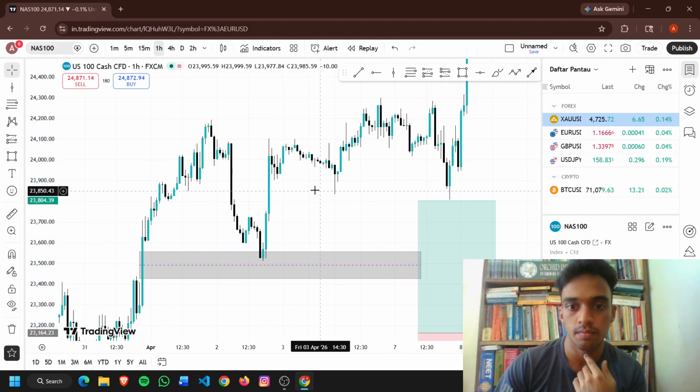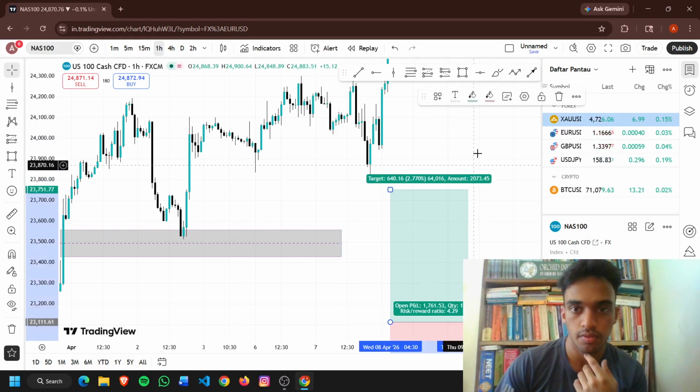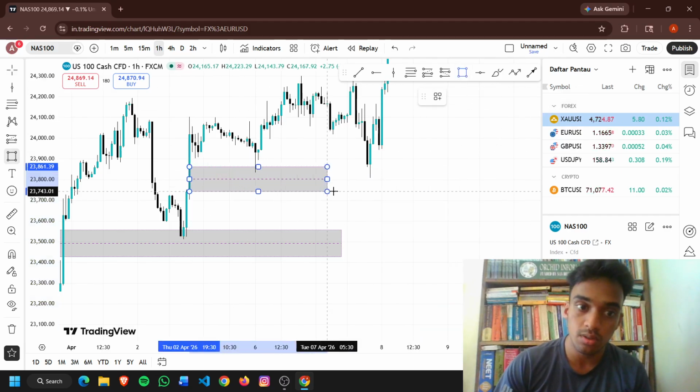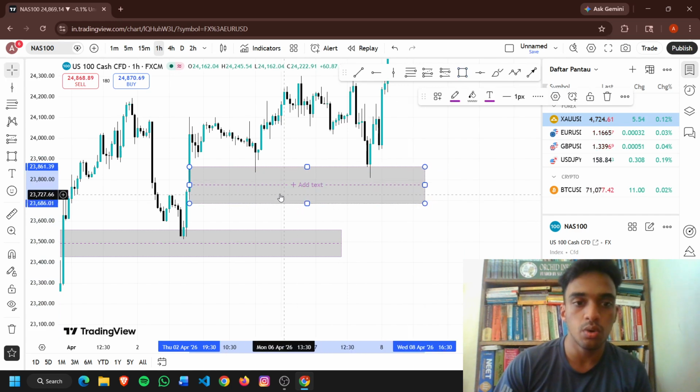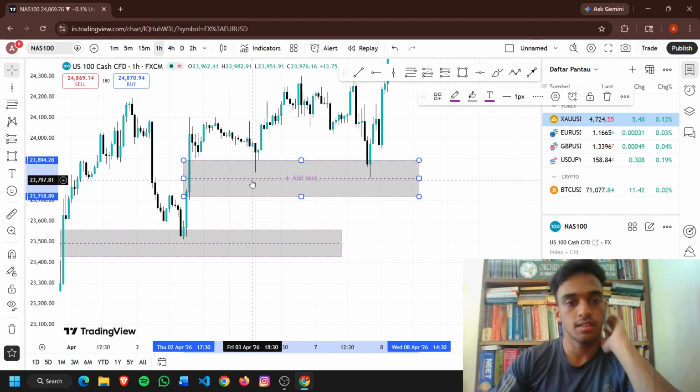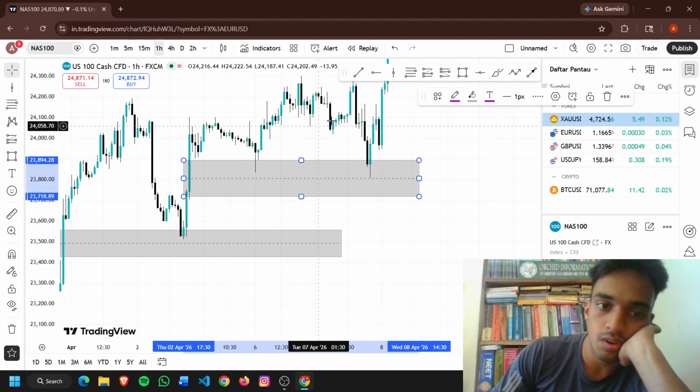See again, let me delete this. I'm giving you more examples. So I want you guys to do homework. Find a lot of fair value gaps. See where it works. See this. This is a fair value gap. So you could have entered over here.